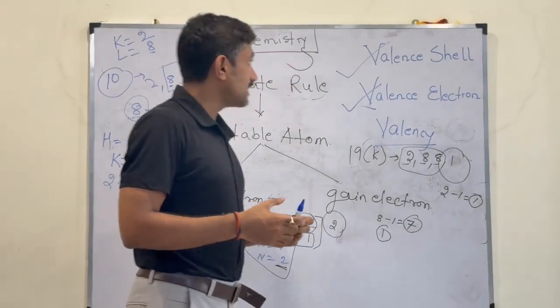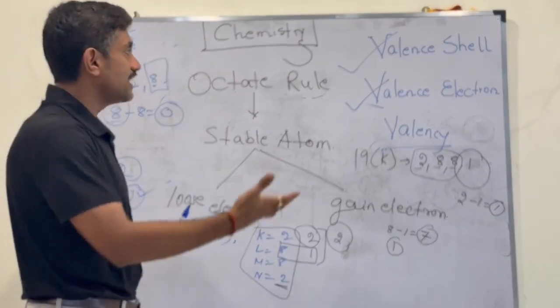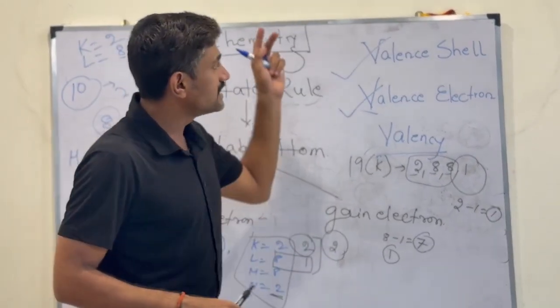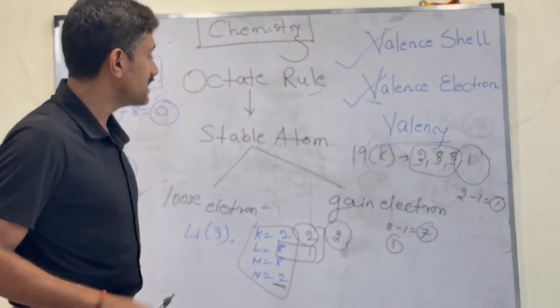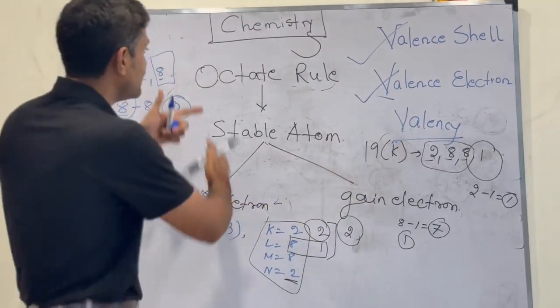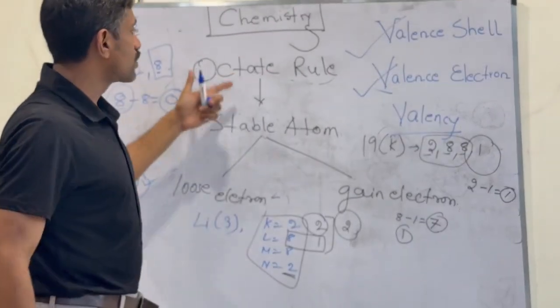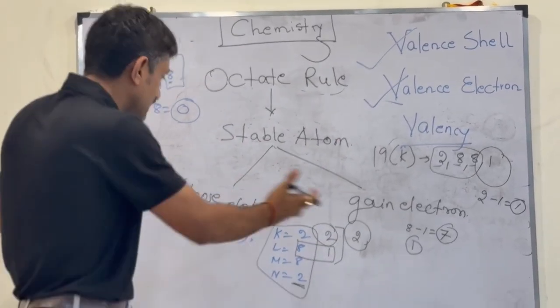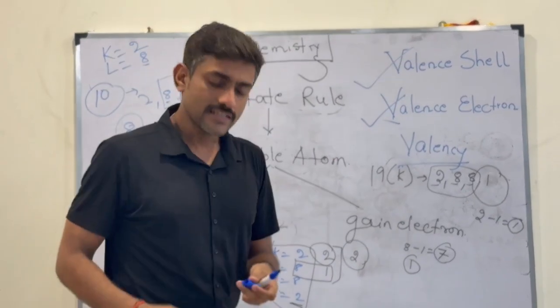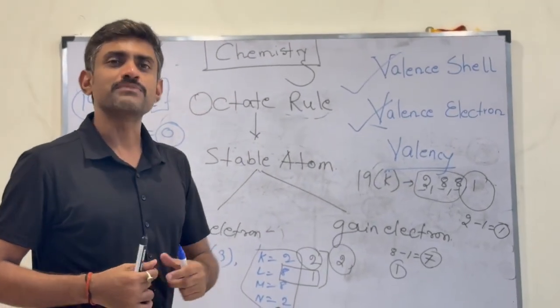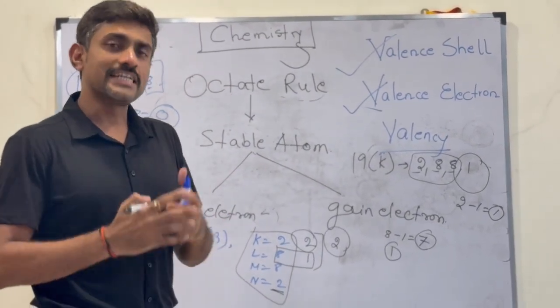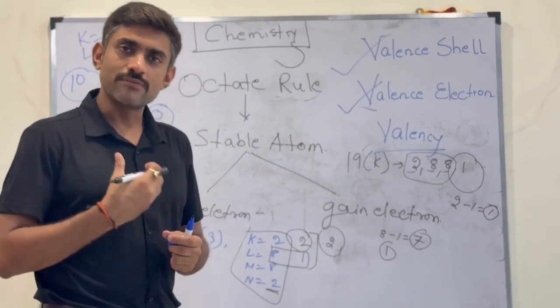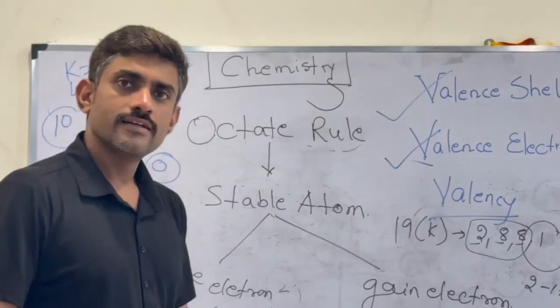So this is the way you have to calculate the valency, and I hope you have understood what valence shell, valence electron, and valency are. But in order to understand valency, you need to understand the entire stuff: what the octet rule is, why an atom is stable, and other things. Hope you enjoyed this session. We'll meet in the next session with a very important and critical topic, which I will try my best to make you understand in a better way.